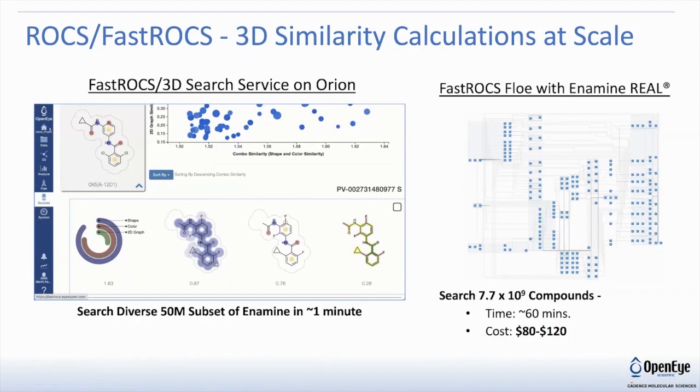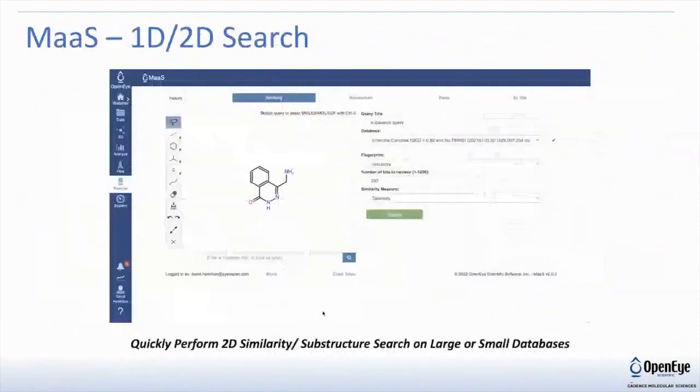Alternatively, users can launch the FastROCS flow on any of our pre-generated vendor collections or their own bespoke collections to screen a database of their choice. This process is incredibly scalable, and searching the current Enamine REAL collection consisting of 7.7 billion compounds that we have up on Orion takes about an hour and costs about $100. This is remarkable considering that Orion is performing almost 1 trillion overlays in this time period.